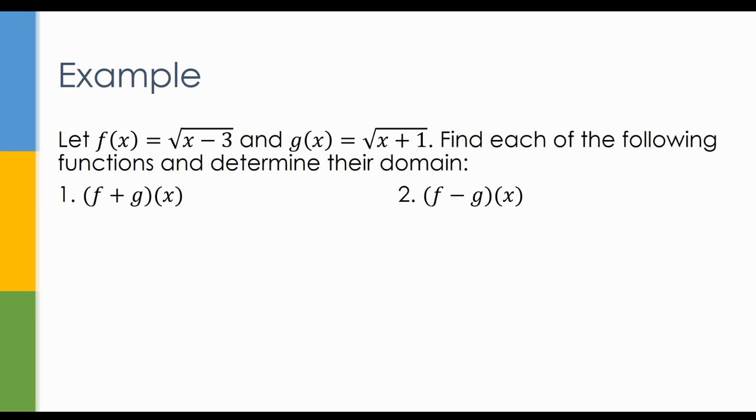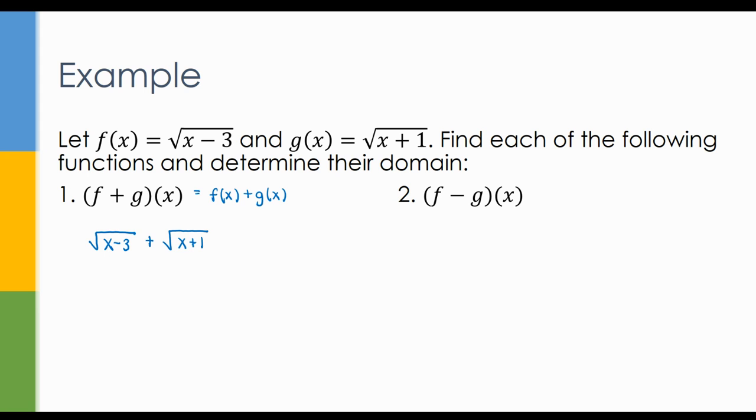Okay, let's do the same thing, but let's look at a different function. Let's look at f of x equaling the square root of x minus 3. And we've got g of x equaling the square root of x plus 1. So let's add, subtract, we'll also multiply and divide. So if I know that I want to take f of x plus g of x, we've got the square root of x minus 3 plus, and then I've got the square root of x plus 1.